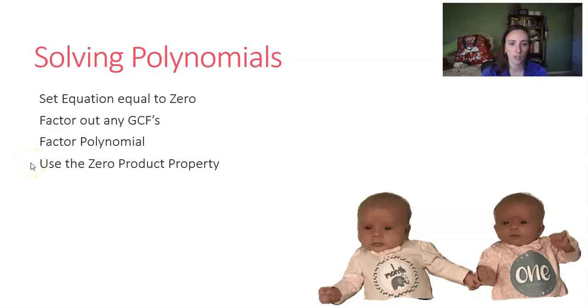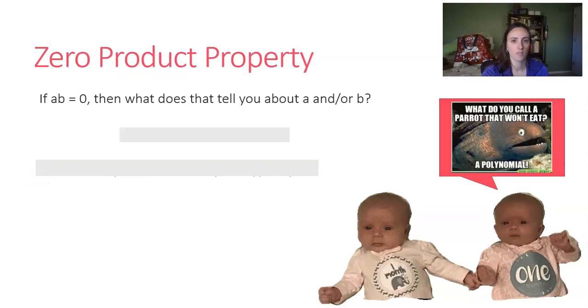Lastly, you're going to use what's called the zero product property. The zero product property says if you have two numbers, say A and B, being multiplied together, and that equals 0, we want to think, okay, what does that mean about A or B? Well, I know in order for something to equal 0 when I'm multiplying, one of those numbers has to be 0. So that means that A has to be 0 or B has to be 0.